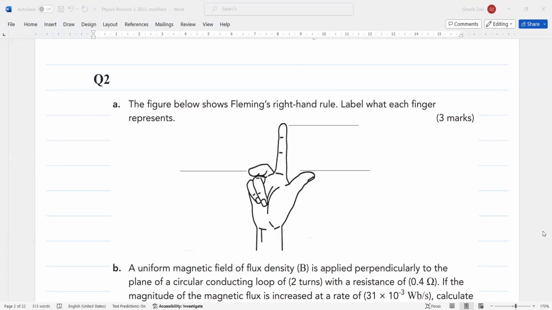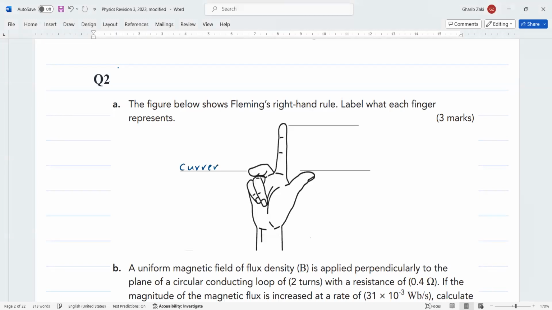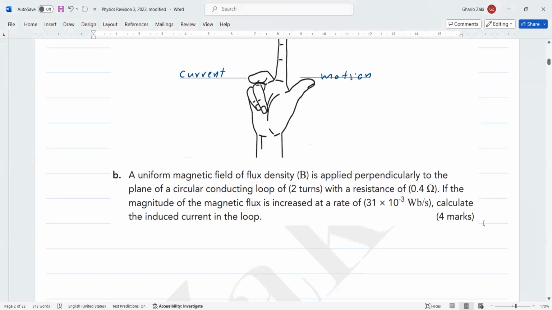Okay, now we write the answer here. So the answer in front of us is the current. Then this is the field, and this is the motion. Now, next question, part B. Read the question, be careful, and try to get the givens.